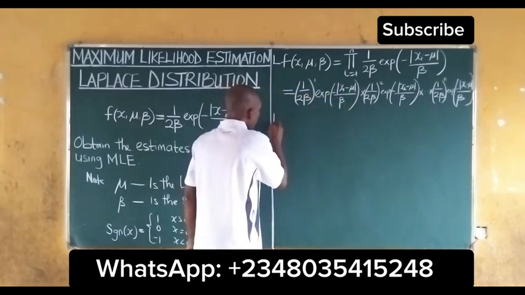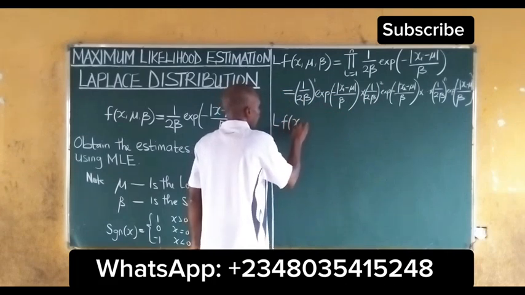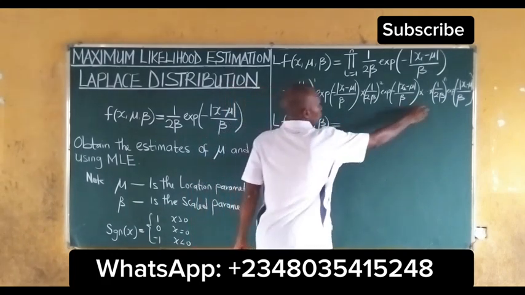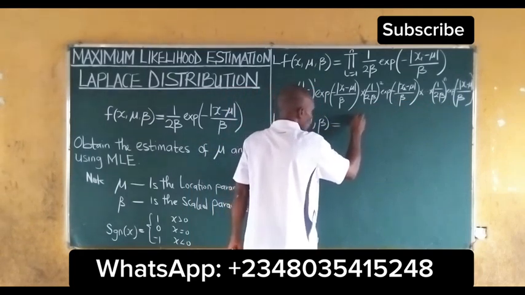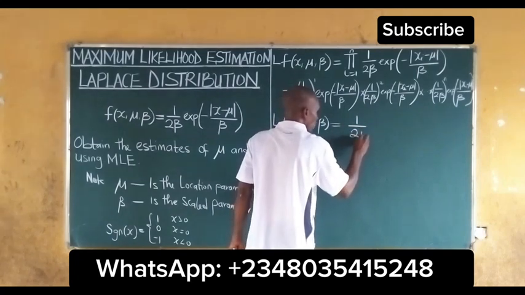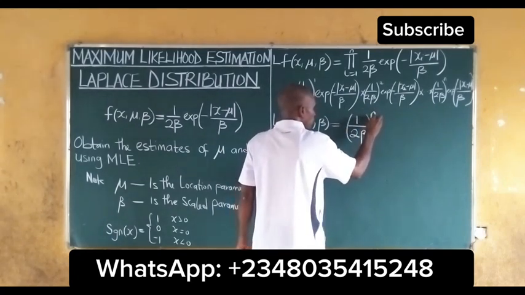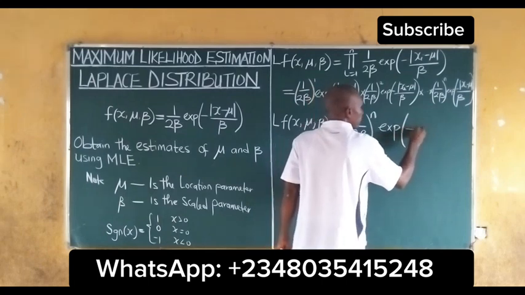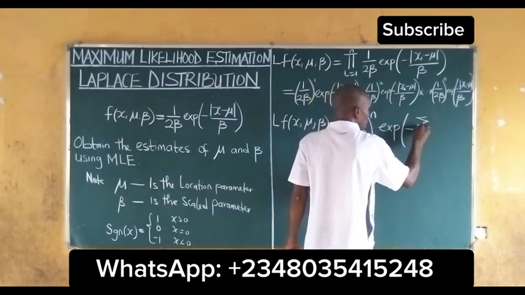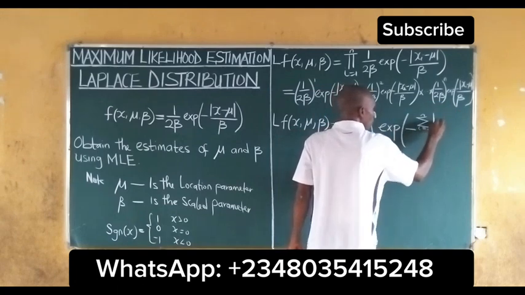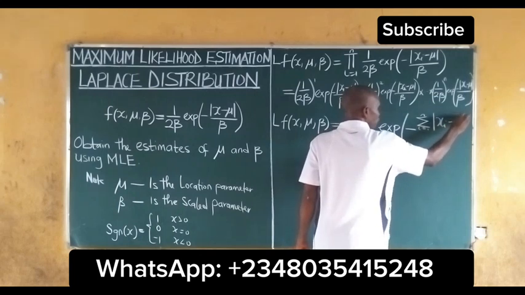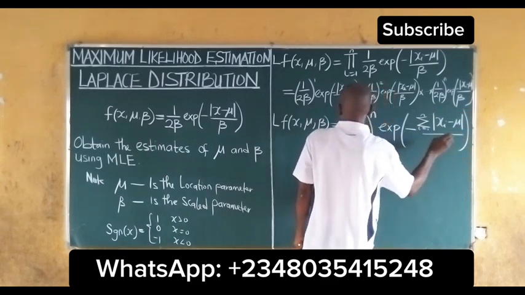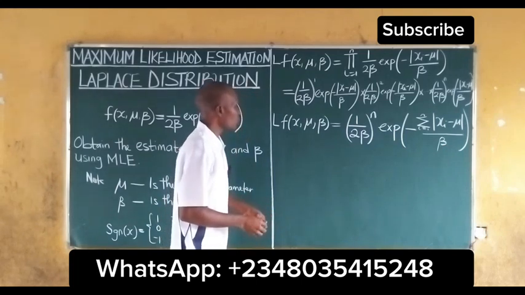It then means that our likelihood function of the Laplace distribution will be equal to, since it's the product, we'll now write it as 1 all over 2 beta raised to the power of n, exponential negative summation, because we are summing n times the values of xi minus mu all over beta. So this is what we get.